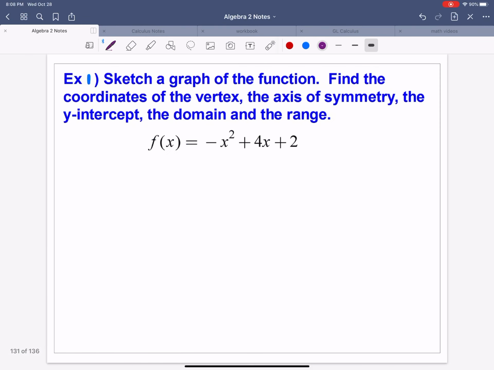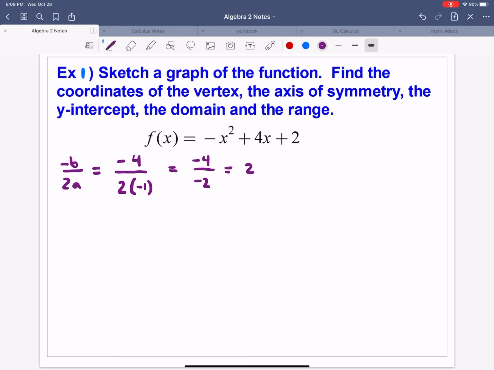So let's practice this in a sample problem. Example 1: sketch a graph of the following function. Find the coordinates of the vertex, the axis of symmetry, the y-intercept, and the domain and range. And here's your function. The first thing we're going to do is find that negative b over 2a value. We pull out the b value, which is 4, so we have negative 4 on the top, all over 2 times a, which in this case is negative 1. The top stays negative 4, the bottom becomes negative 2, and we simplify that to get 2.